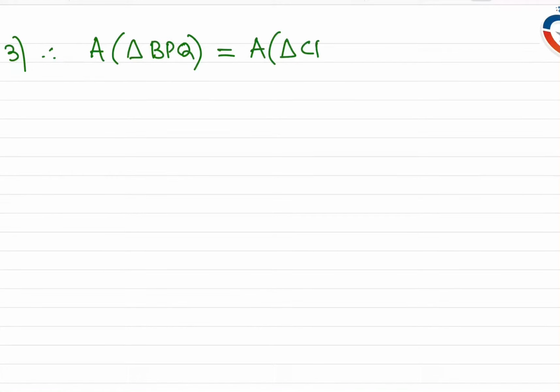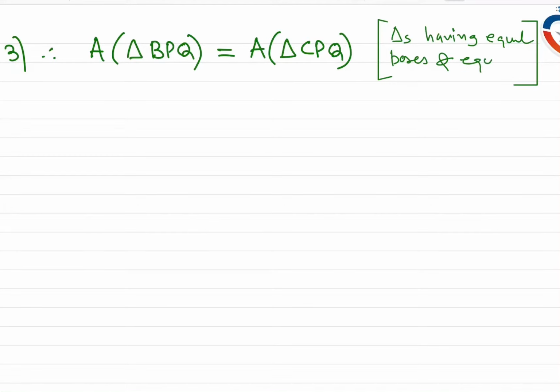So I'll write step number 3. Therefore, area of triangle BPQ is equal to area of triangle CPQ. You've already written the reason, but as in exams, if you want, you can write triangles having equal bases and equal heights. Okay, so the areas are equal.